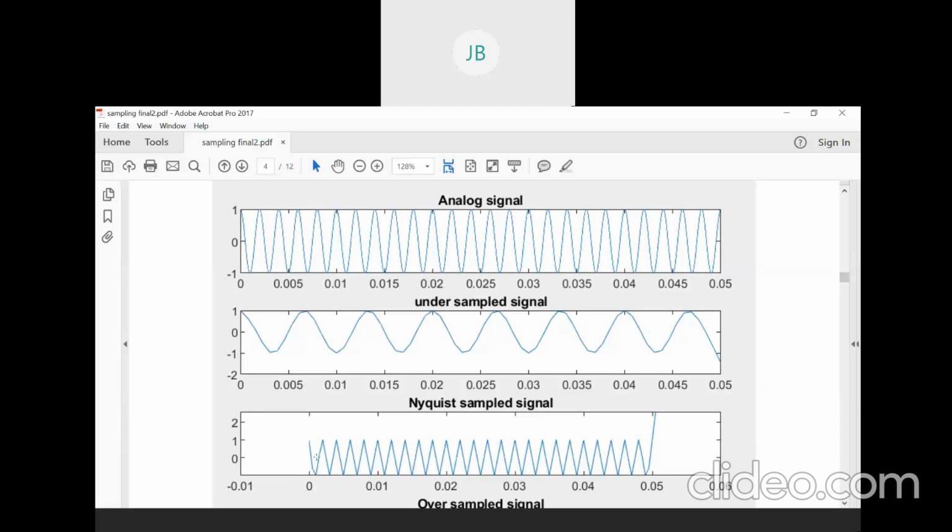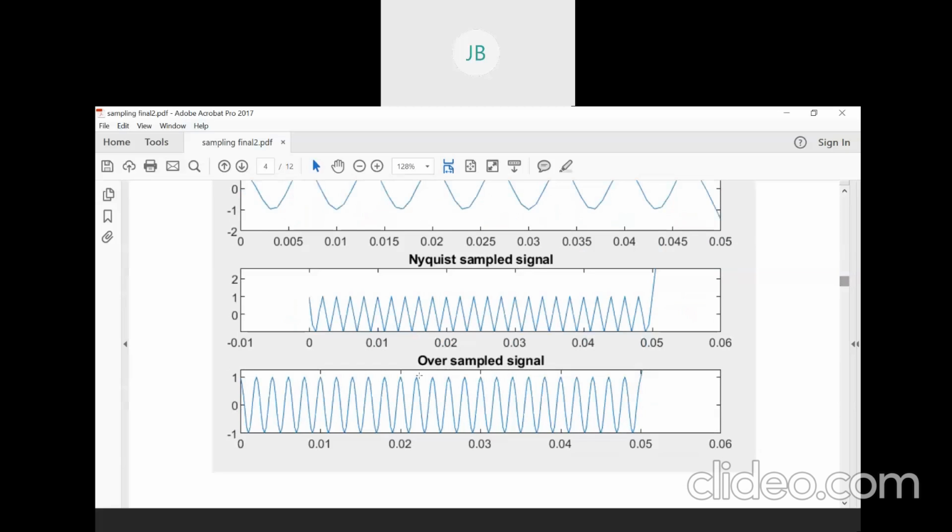The second case we have observed is the Nyquist sampled signal. We have reconstructed it, and it is almost similar to the analog signal, but not very similar. But this is almost enough based on the Nyquist theorem. It says we can almost reconstruct the signal if the sampling was done at the Nyquist rate, which is 2 times the signal frequency or more. Nyquist sampling was done at 2 times, so it is almost similar to the analog signal. We have almost all the information from the analog signal.